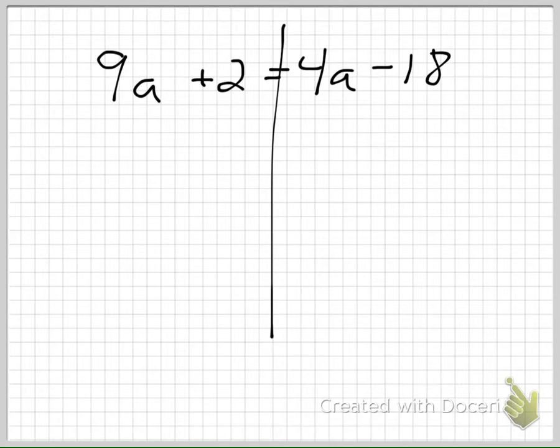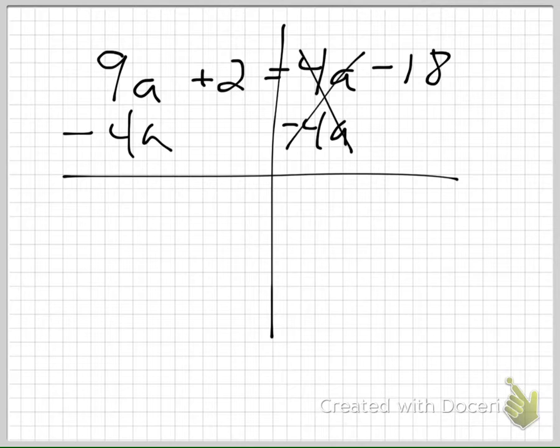So when there's a variable on both sides, get rid of the smaller of the two. Whatever is the smallest, that's the one you get rid of. So which one am I going to get rid of? The 4a. So I go minus 4a, minus 4a. They're gone. And now what is 9a minus 4a? 5a plus 2 equals negative 18.